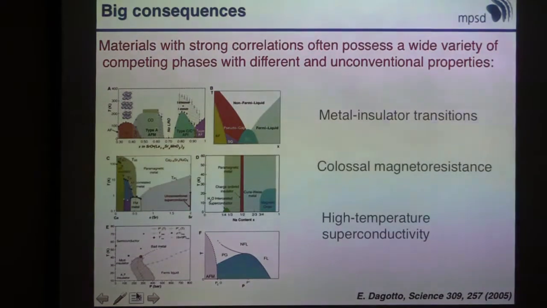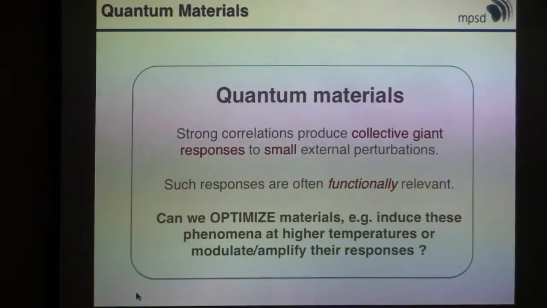So if I have to think about these complex materials, the issue is that these strong correlations create collective giant responses. The materials are not only very sensitive, almost chaotic in their sensitivity to the boundary conditions, but these responses are often functionally very relevant. I would like to build switches and do all sorts of things, make memories, etc. And one of the grand goals of materials research is to optimize the properties of these materials, to make them do things that I like.